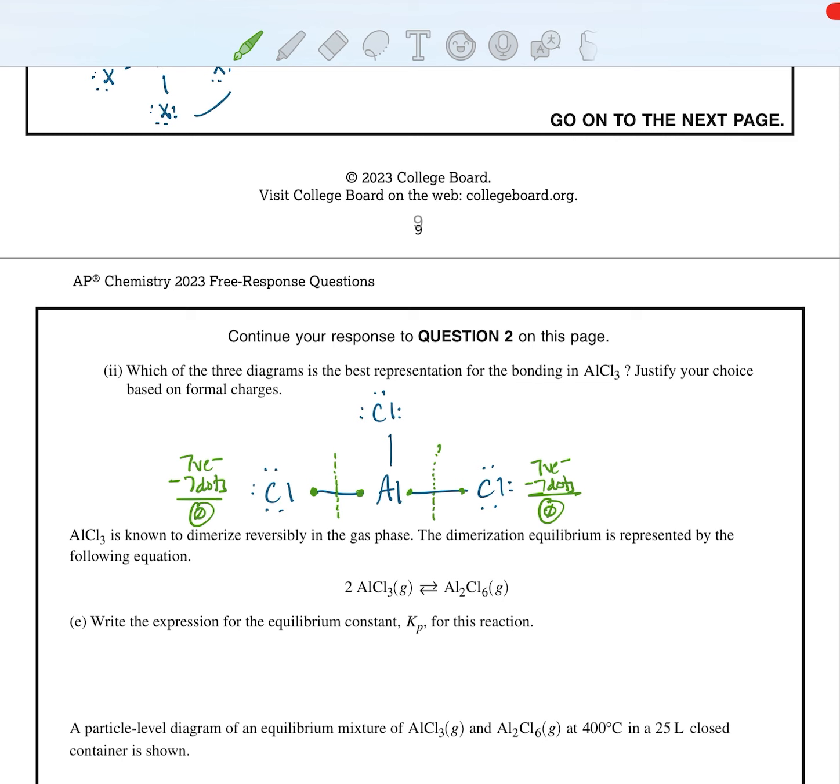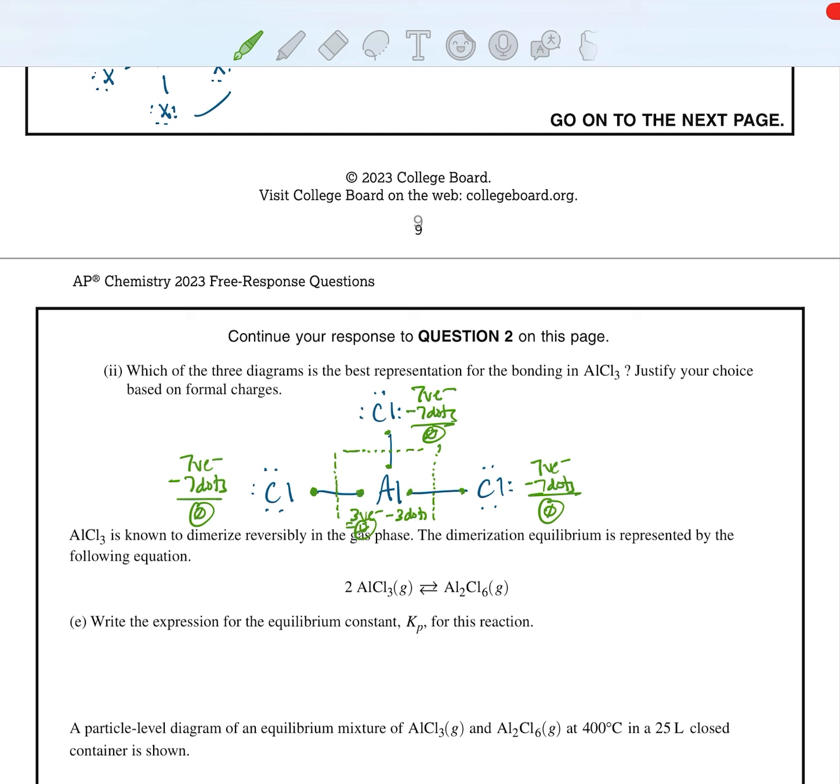And then the chlorine on the top, same, you're going to get the same answer, right? So split this in half, put a dot there, put a dot there. 7 valence electrons minus 7 dots. That gives me 0. And the aluminum has 3 valence electrons. There's 3 dots around it. So it also has a formal charge of 0.